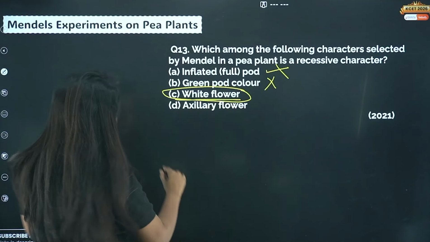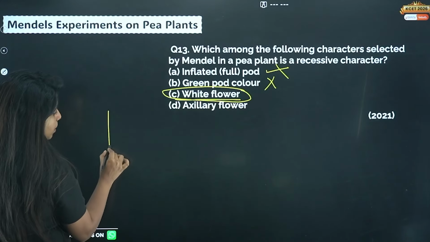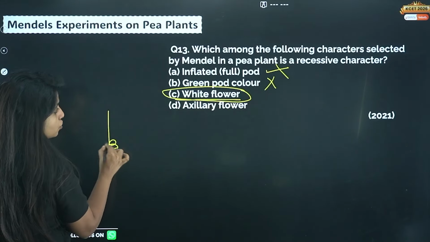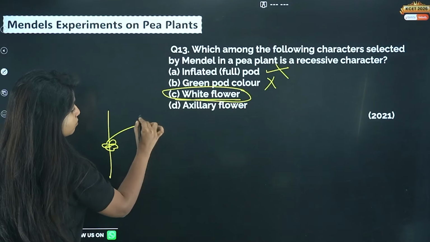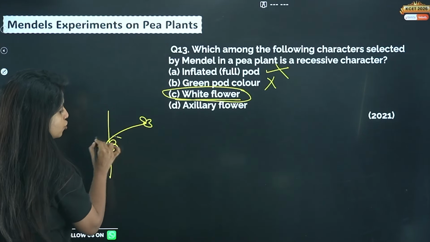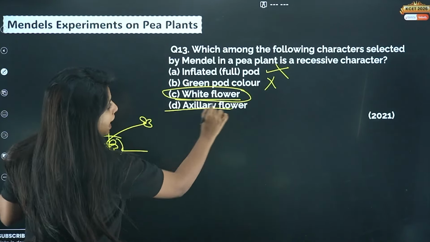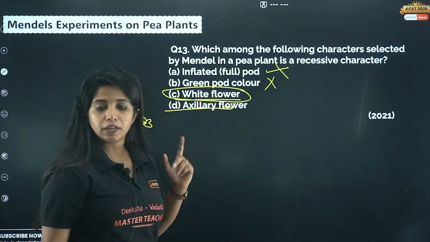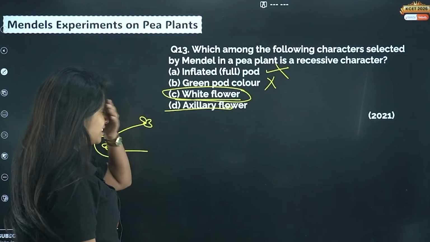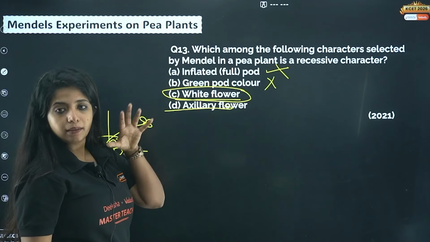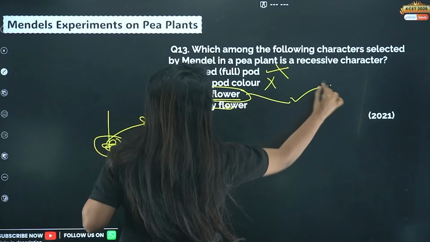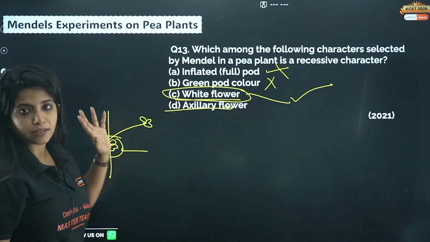Axillary flower. Now flower can be of two types. One flower from a place where the branch comes off, this is known as axillary flower. One which comes at the tip, this is known as terminal flower. Which one is dominant? Axillary flower would be the dominant one, terminal will be recessive. So white flower is the only one which is recessive, which is why that goes as the answer.